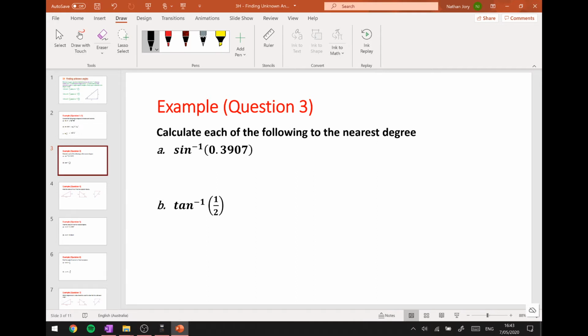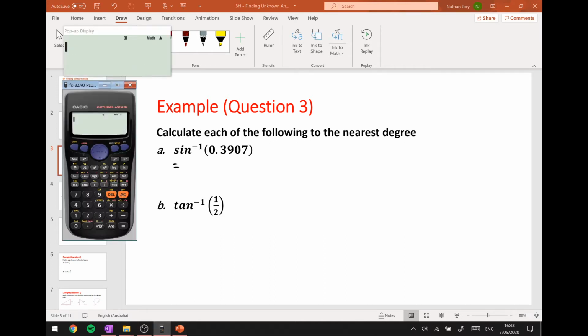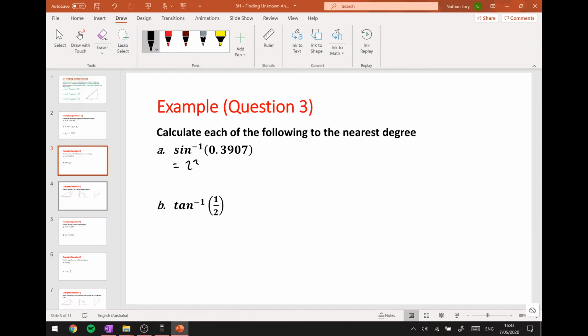Question 3, calculate each of the following to the nearest degree. Basically all we have to do for this one is put it into our calculator as well. It says sine of -1, so it's the inverse sine. We hit shift and then sine, and as you can see, it puts the sine -1 in for us. 0.3907, close off the bracket and hit equals, and we get 22.999, etc. I hit degrees, minutes, and seconds, and to round to the nearest degree, it's 22 degrees 59, so it's going to round up to 23 degrees.